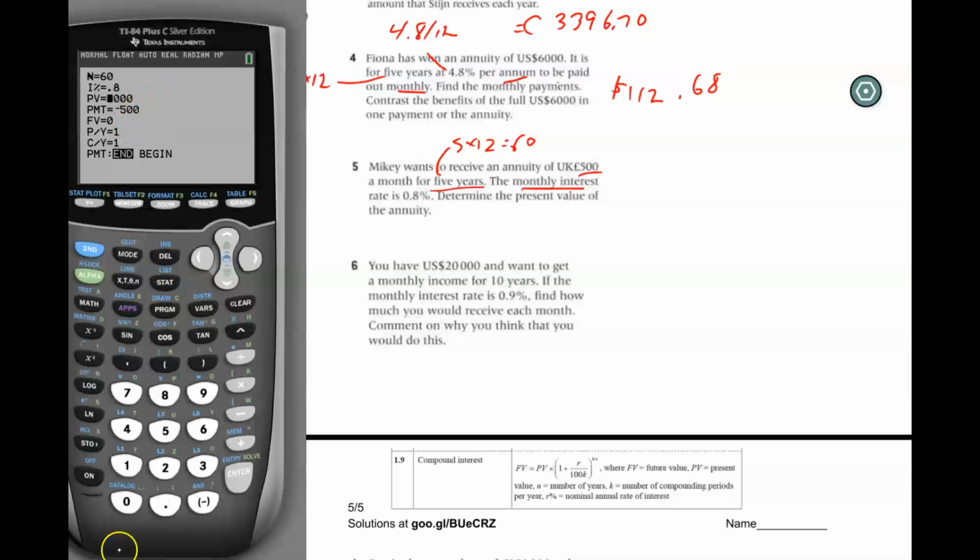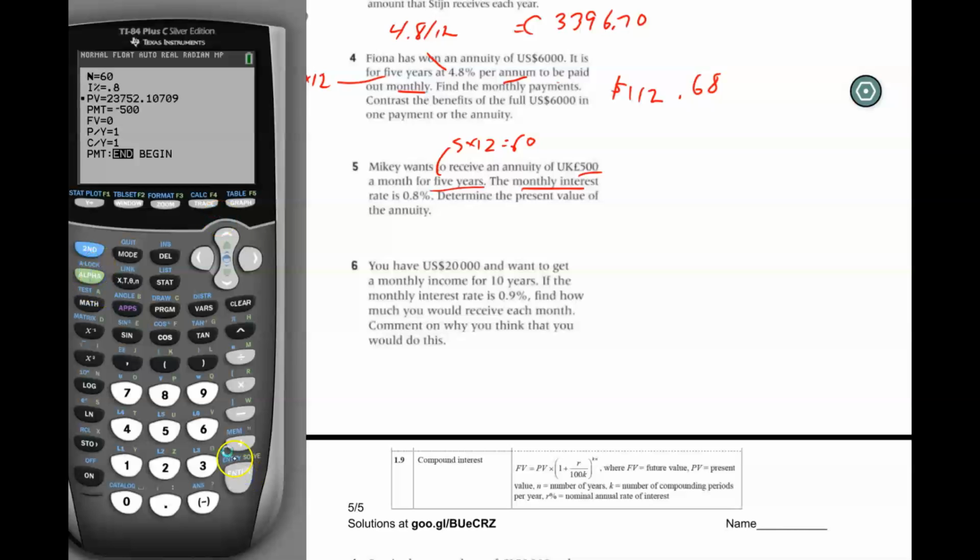And then the amount that we are going to pay out of the account is 500 pounds a month. So we put negative 500 here because we're paying out, so negative 500. And then FV we want to be 0 because we want to exactly finish up all the money in the account at the end of the annuity. And then P over Y and C over Y would be 1 each. And then let's go to P over PV, and then let's press alpha solve on it.